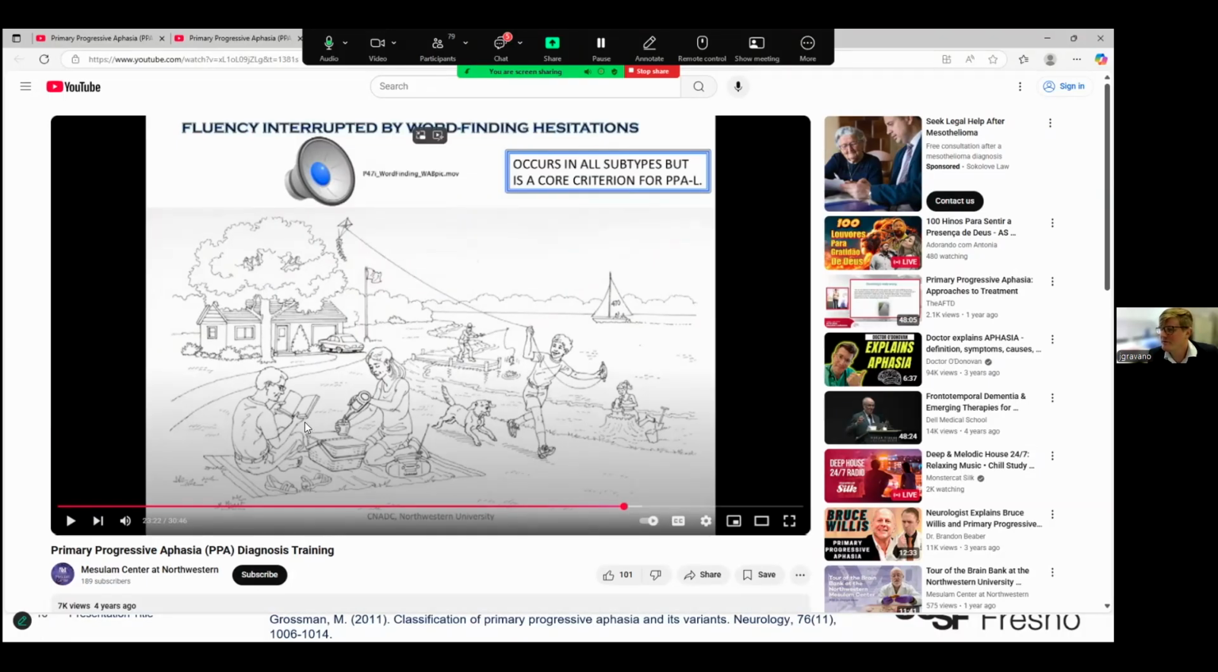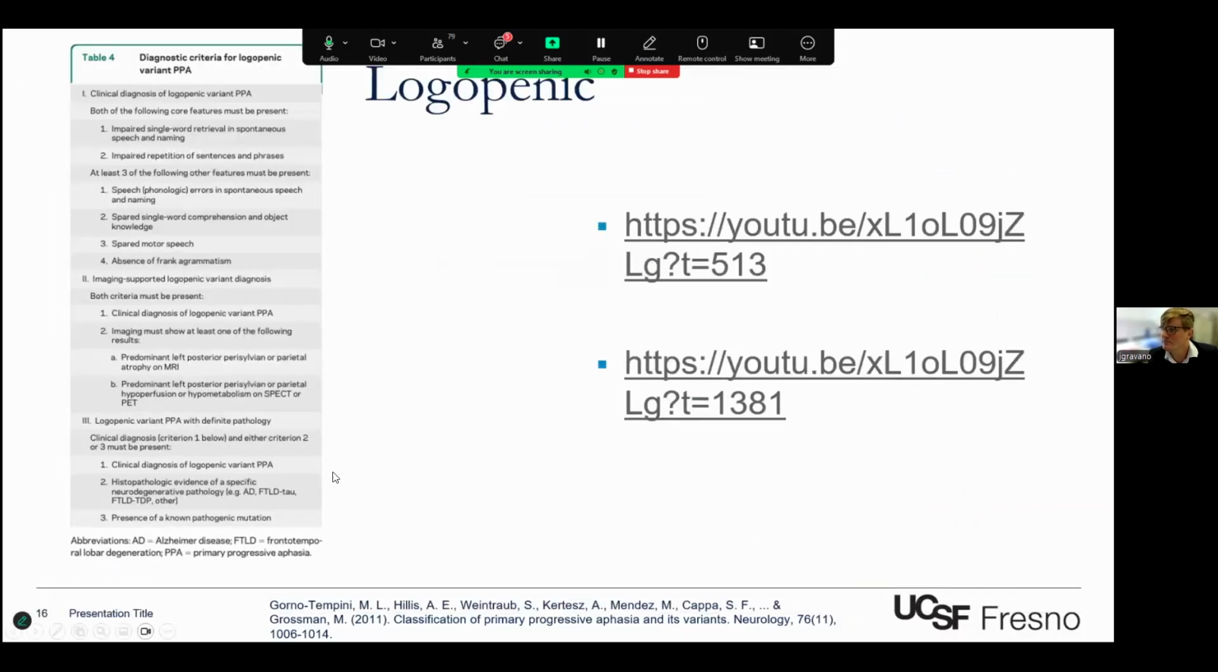So in this example, you can see again that the fluency is sporadic, because you have good fluency for some portions of the sentence, but stalled on words. That single word retrieval deficit being more obvious in that example.